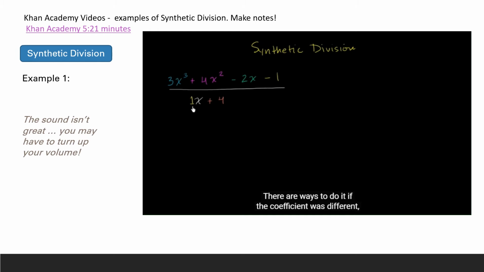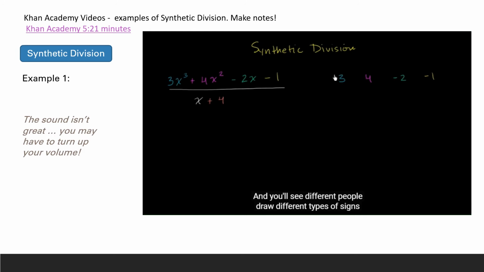There are ways to do it if the coefficient was different, but then our synthetic division will have to add a little bit of bells and whistles to it. So in general, what I'm going to show you now will work if you have something of the form x plus or minus something else. So with that said, let's actually perform the synthetic division. So the first thing I'm going to do is write all the coefficients for this polynomial that's in the numerator. So let's write all of them. So we have a 3, we have a 4, it's a positive 4, we have a negative 2, and a negative 1.